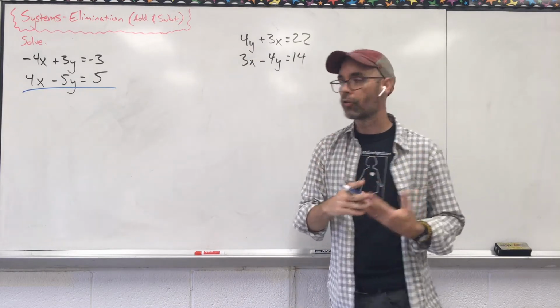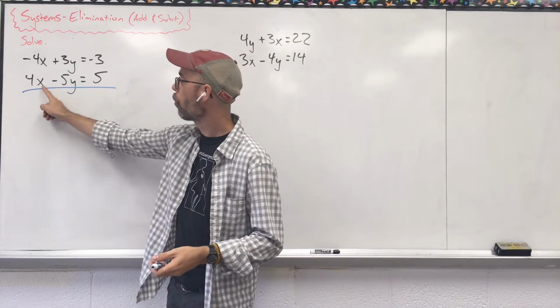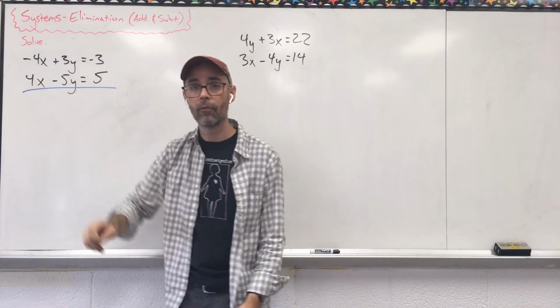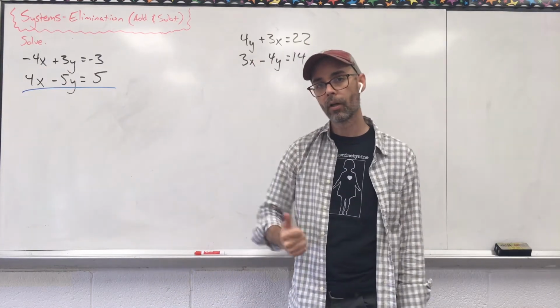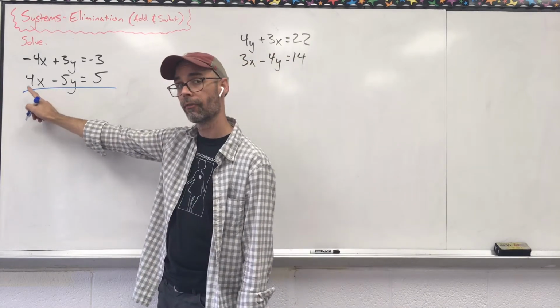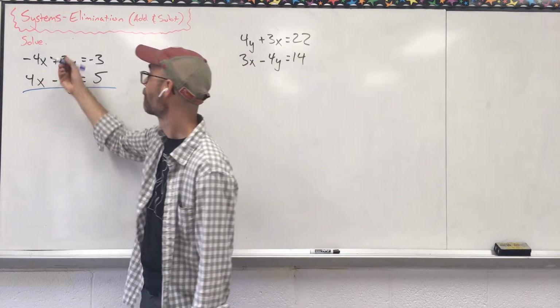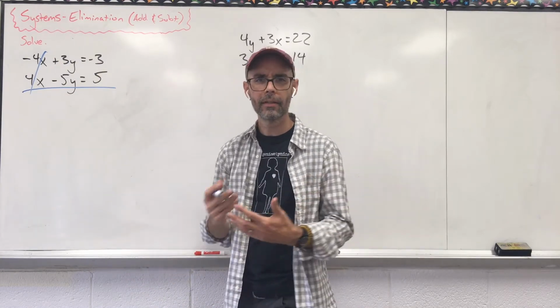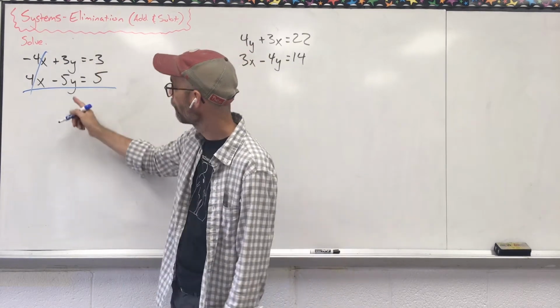What I'm looking to do is in front of one of my variables, and in this case x, I have a 4 and a negative 4. I'm looking for the same number, one positive, one negative, because when I say what is 4 minus 4, they cancel out. I don't need to put the 0, but they cancel out.